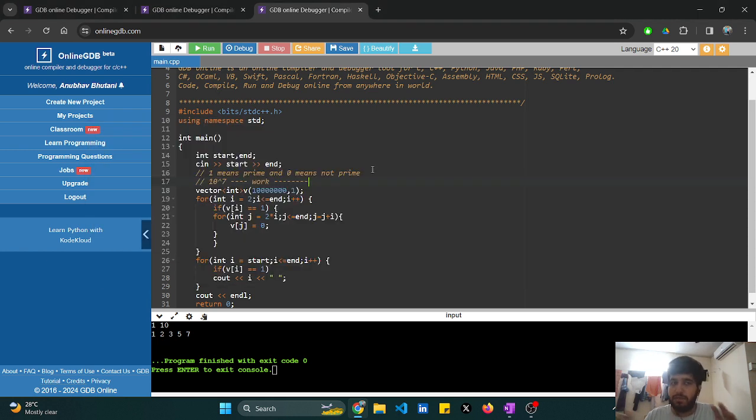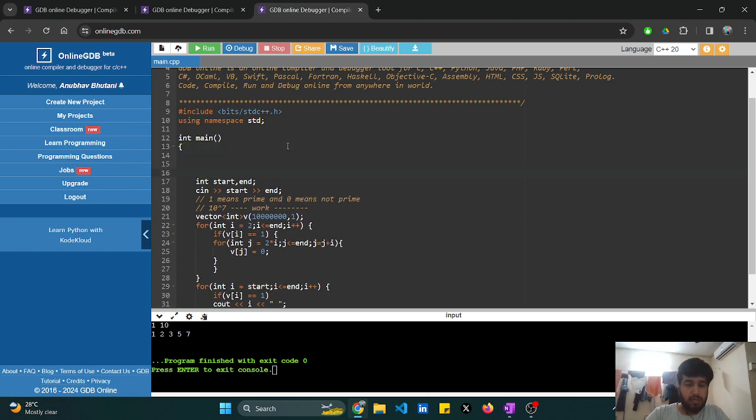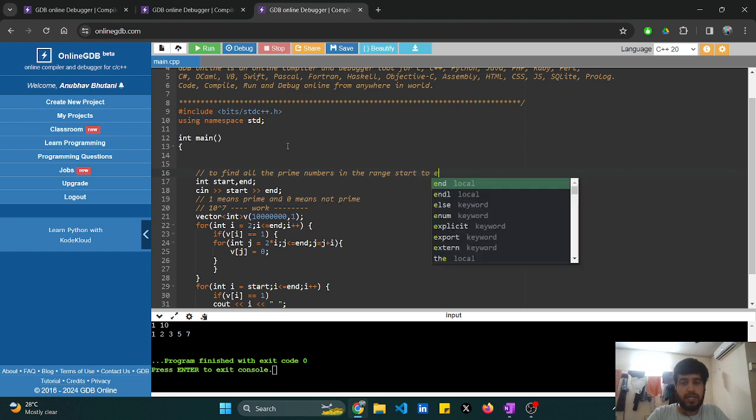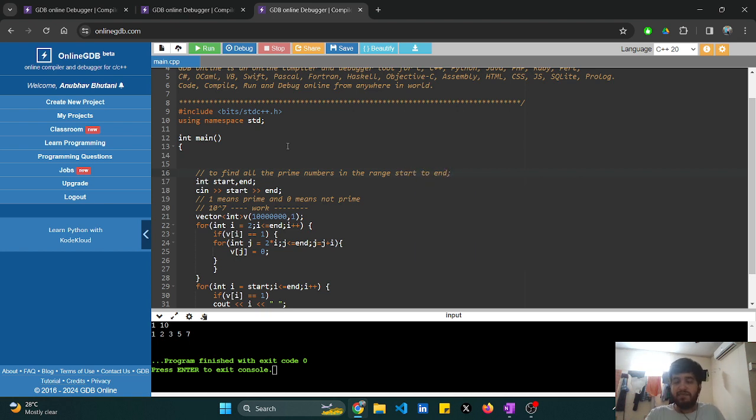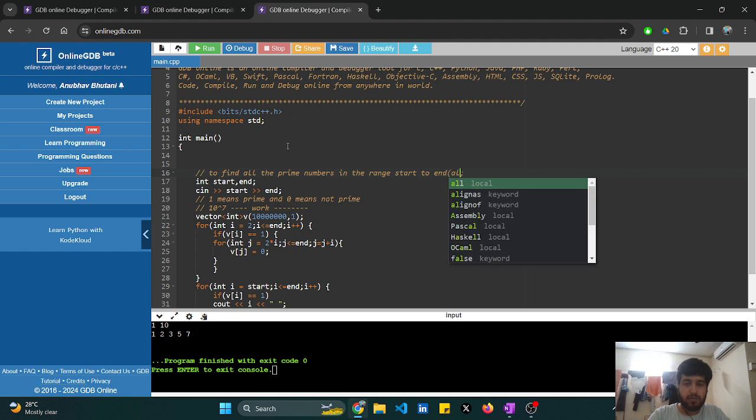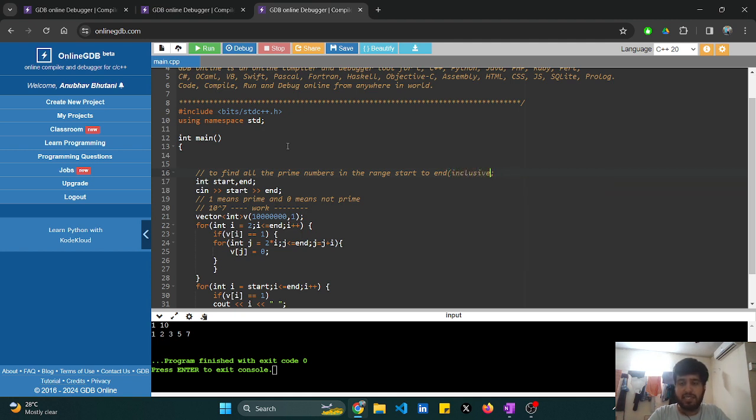So this was my explanation for the question. My question was to find all the prime numbers in the range start to end. Okay, in a specific range, all inclusive. The limits, the ranges are inclusive.